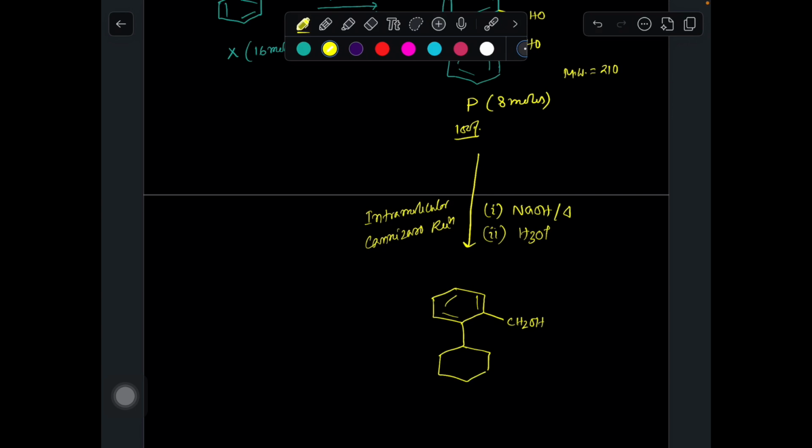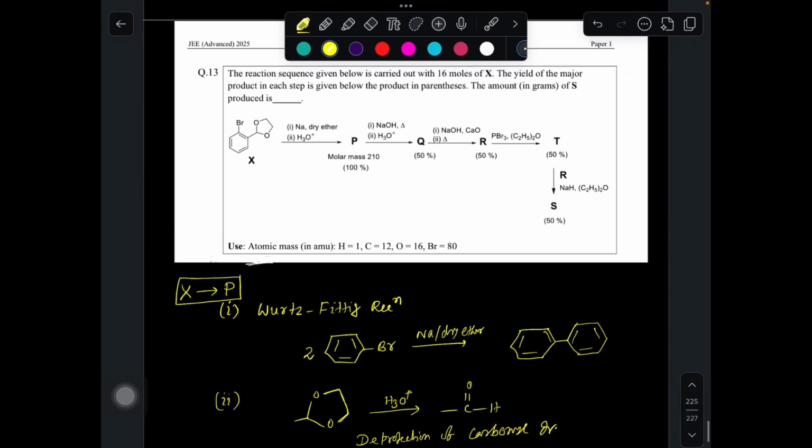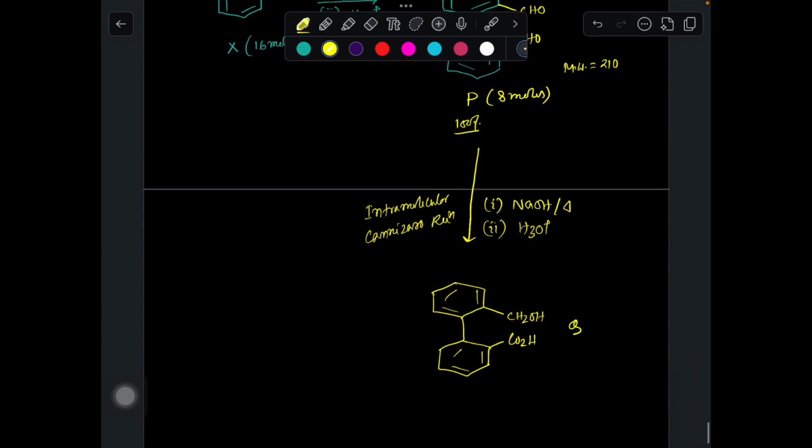We all know it is a very common reaction. One CHO group is converted to a higher oxidizing group, that is carboxylic acid, and the other is reduced to a lower oxidizing group, that is alcohol. So one is CO2H and the other is CH2OH. This is given as Q, and 50% yield is given. That means if it is 8 moles, it is 4 moles.